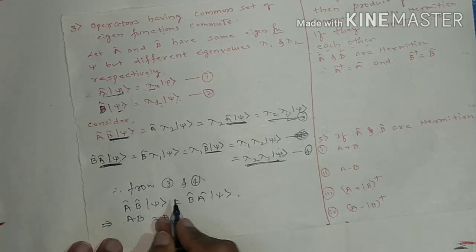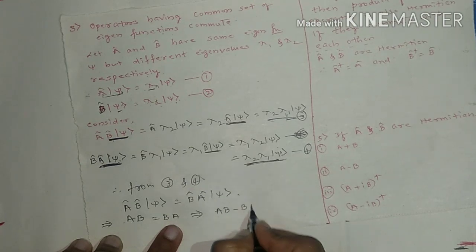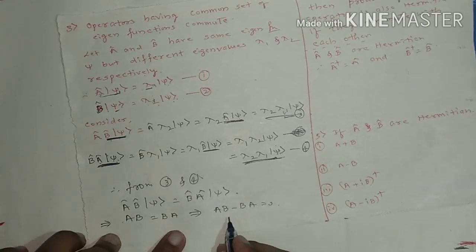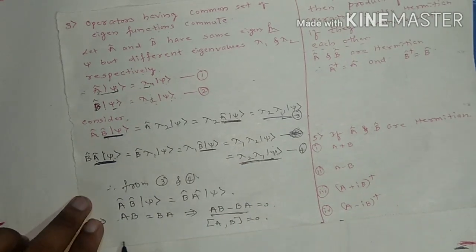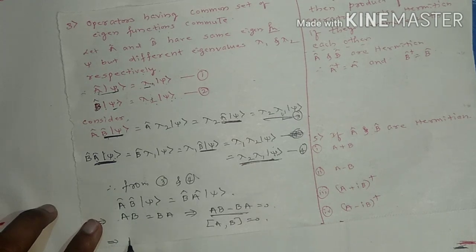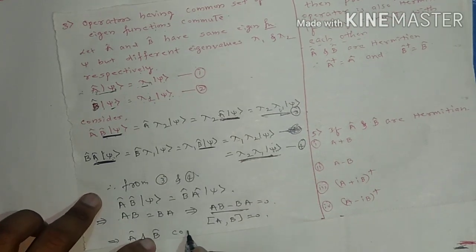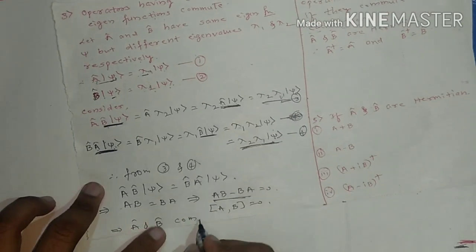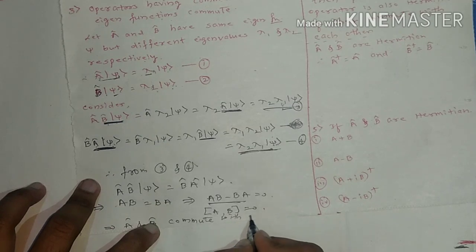This implies again AB minus BA is equal to 0. AB minus BA is equal to 0 is nothing but the commutation relation, the commutator of A and B is equal to 0. If the commutator is equal to 0, what does it mean? It means A and B commute with each other. A and B commute with each other.